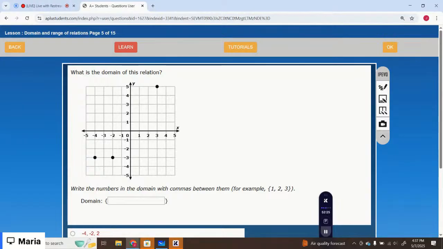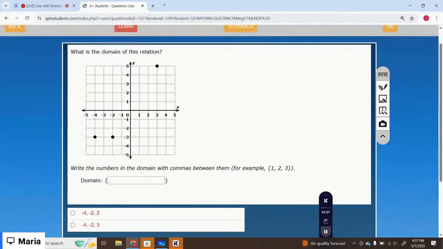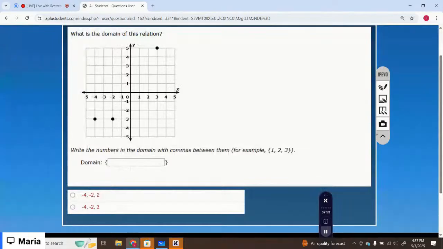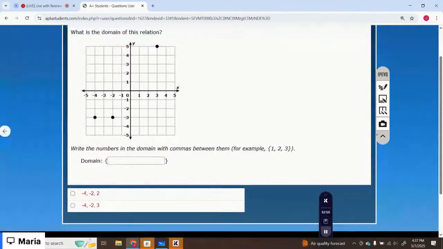What is the domain of the relation? Domain is the x values: 3, negative 2, negative 4. Option number 2 is the correct option. That is negative 4, negative 3, and negative 2. Option number 2 is the correct option.